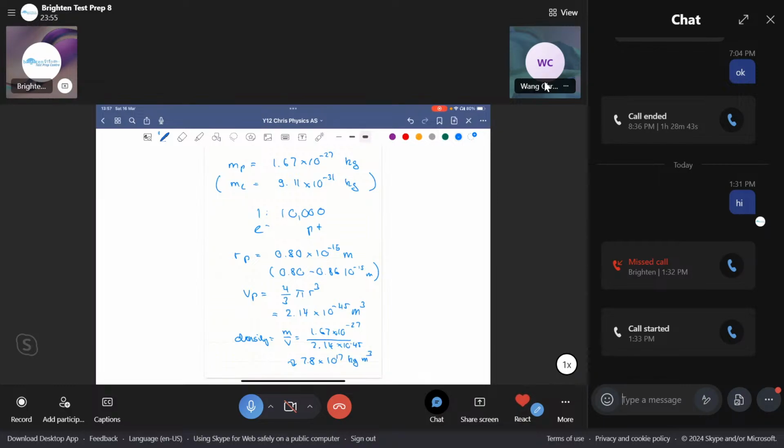The reason why we do that is so that, to make it simple, if we round up the 7.8 to another power, then we can say the proton has a density of roughly about 10 to the power of 18. That's the density of the proton. So we talk about the proton, not to forget.